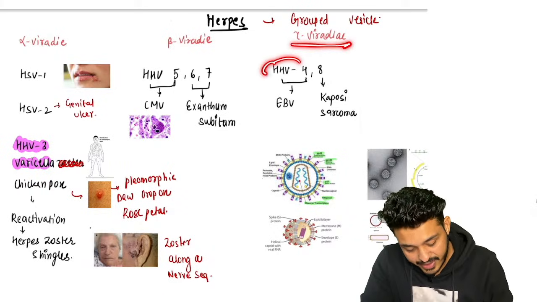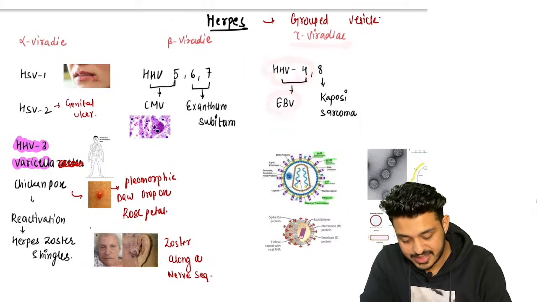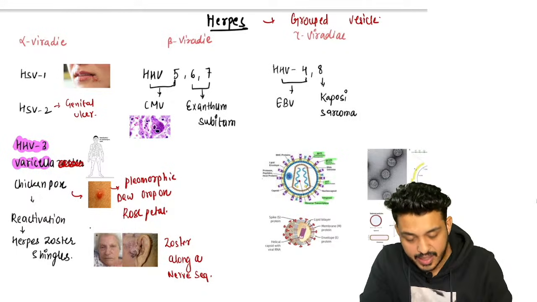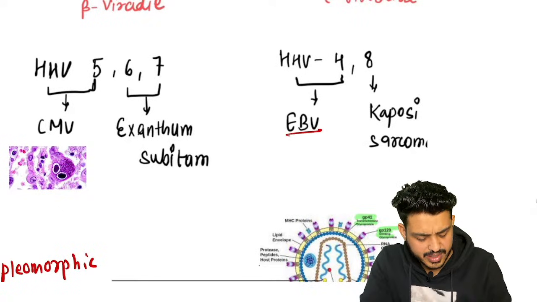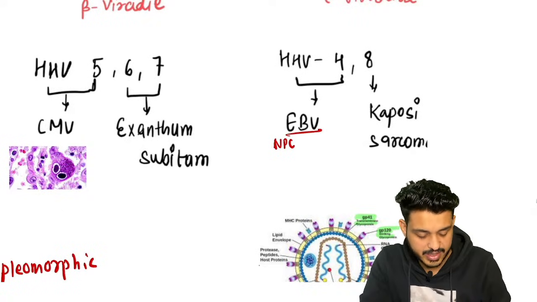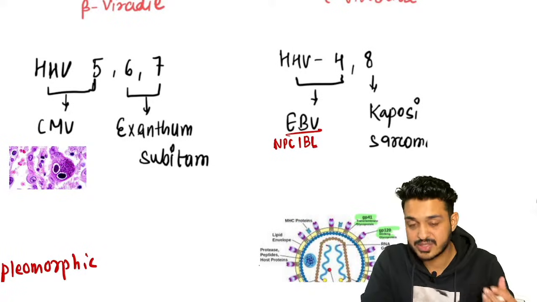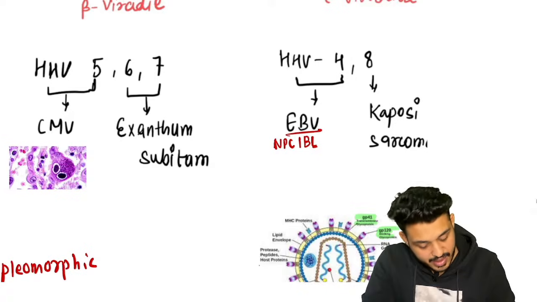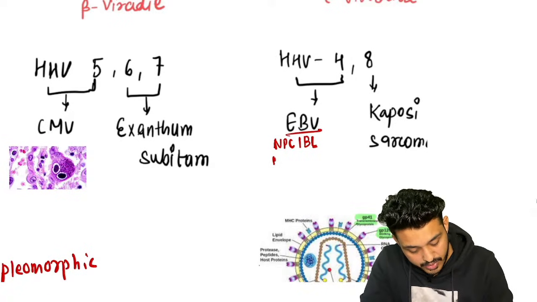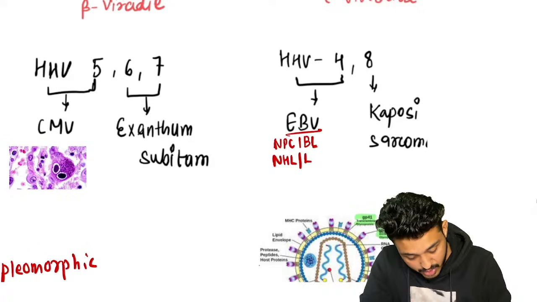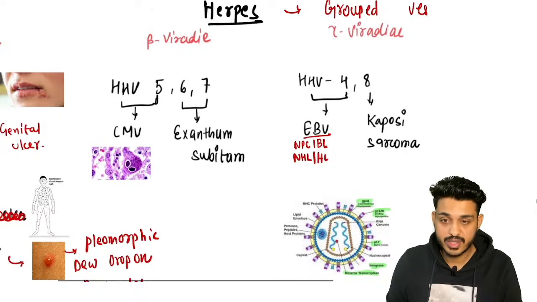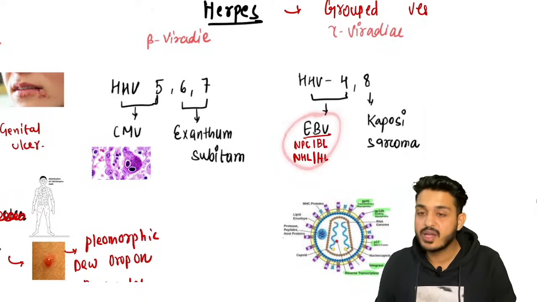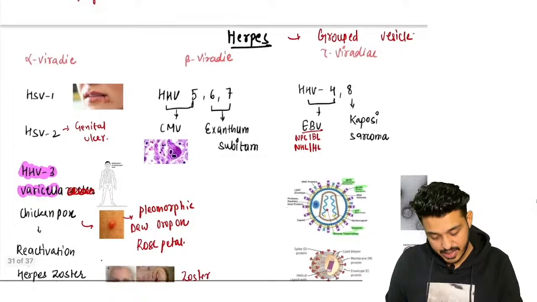Gammaherpesviridae will be having HHV4. HHV4, also known as Epstein-Barr virus, can cause what? It has got association with multiple cancers, right? It can cause nasopharyngeal carcinoma. It can cause Burkitt lymphoma. The African guy that you can see, right, with the jaw picture, that is going to be Burkitt lymphoma. You can have non-Hodgkin's lymphoma. You can have Hodgkin's lymphoma also, right? Nasopharyngeal carcinoma. You can also have oral cancer associations. This is going to be Epstein-Barr virus, right?